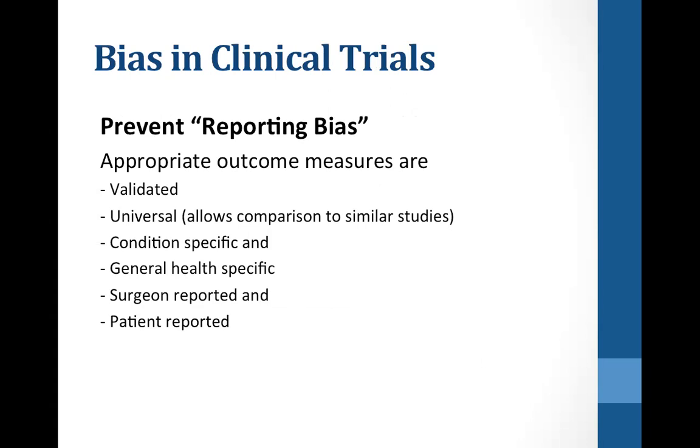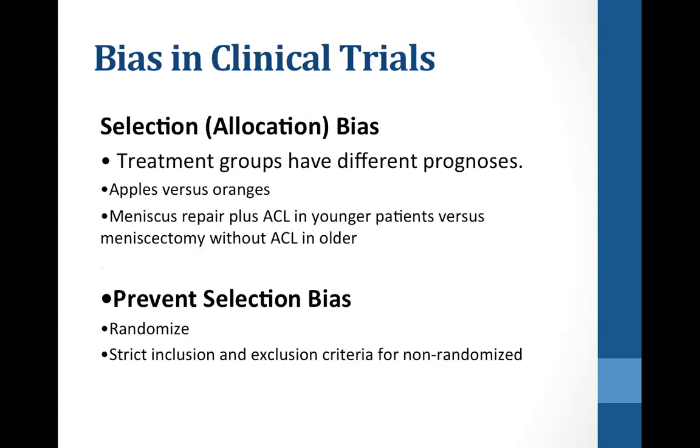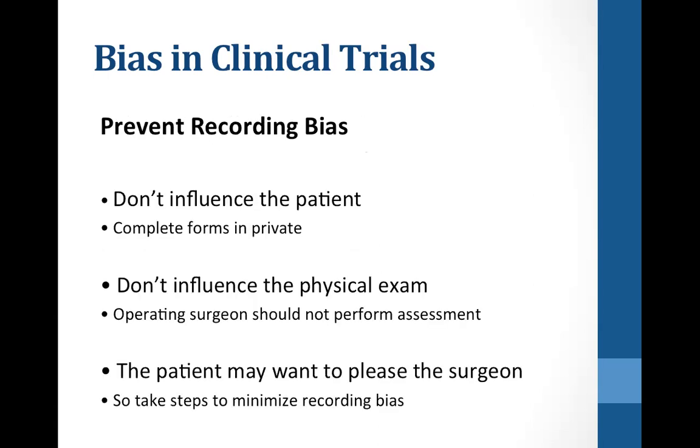It's important to use appropriate outcome measures, and these measures must be validated, universal, condition specific, and general health specific, surgeon and patient reported. It's also important to consider selection, so the allocation, in order to avoid any bias. Treatment groups have different prognosis, so apples versus oranges: meniscal repair plus ACL in younger patients versus meniscectomy without ACL. To prevent selection bias, perform randomization and strict inclusion and exclusion criteria.